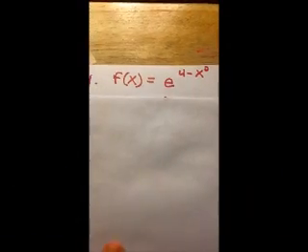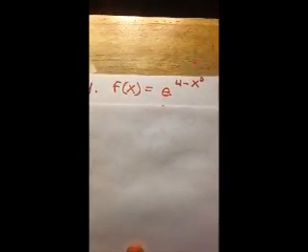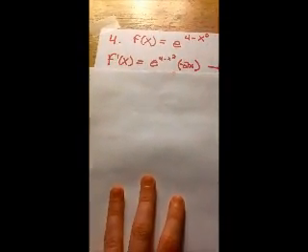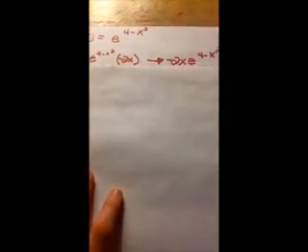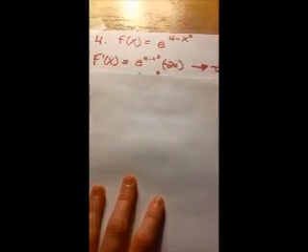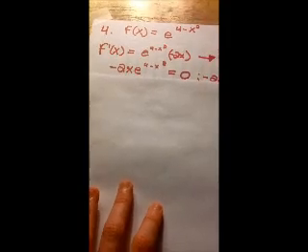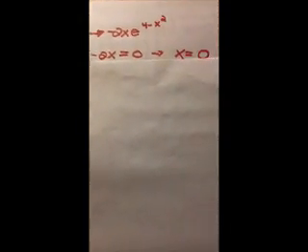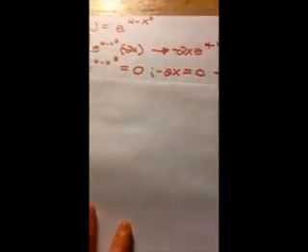So my function here is f of x equals e to the 4 minus x squared. And I found the first derivative of that first, which is negative 2x times e to the 4 minus x squared, which I then set to 0. So then I would have to get negative 2x to equal 0, so x equals 0, which is my critical point.